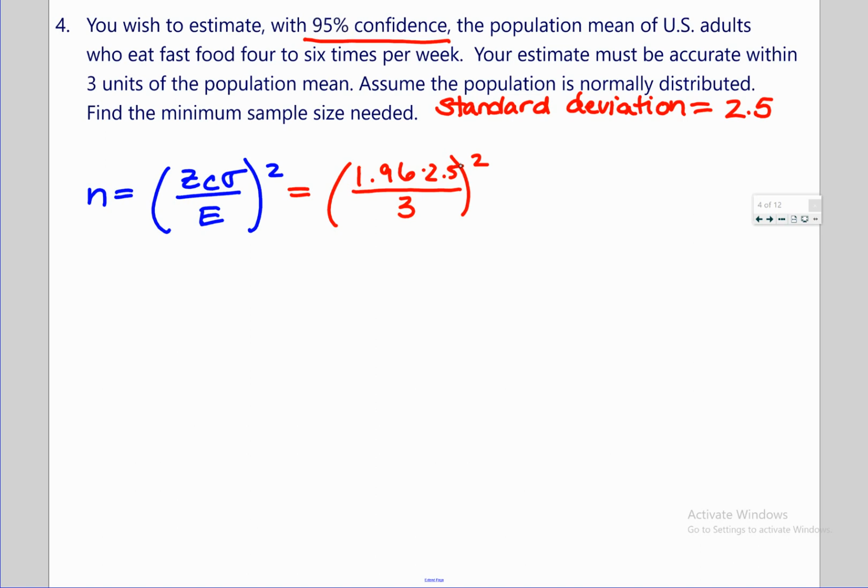1.96 times 2.5 divided by 3 and square it. So I get about 2.67. So what is the minimum sample size needed? 3. Just round up to the next integer. Okay. Go to number 4. Okay.